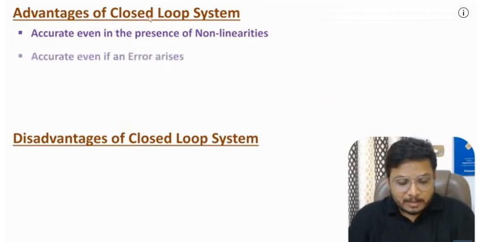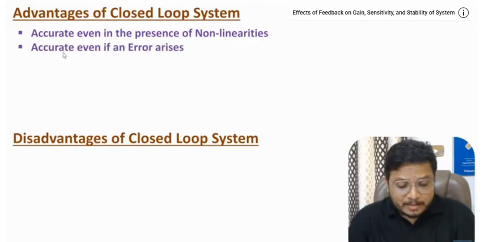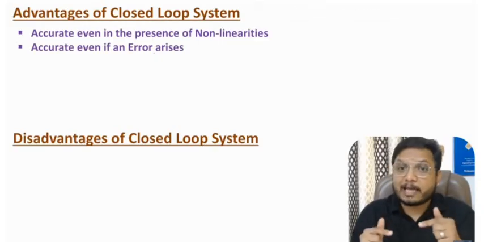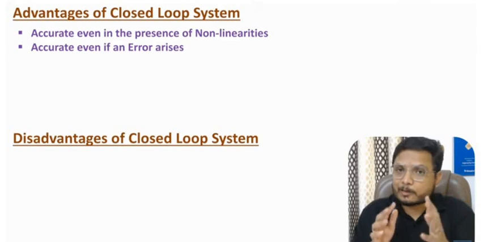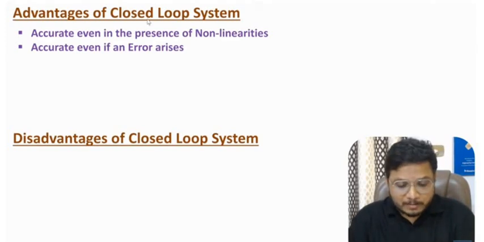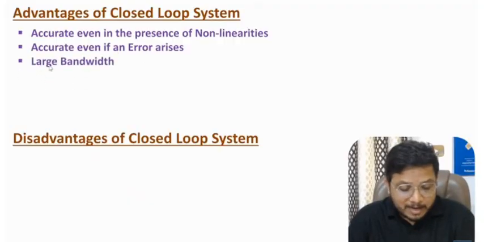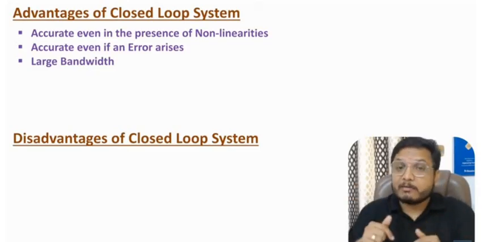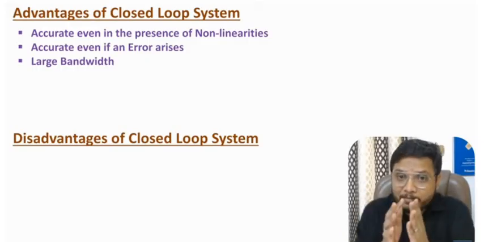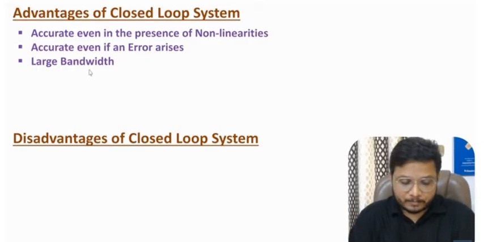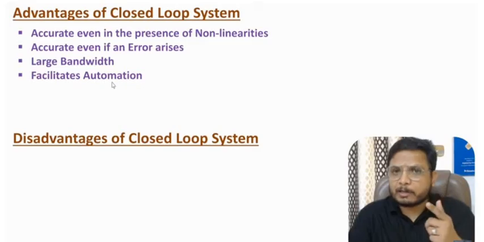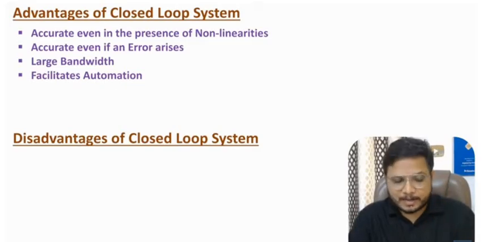That's why accuracy is always higher with a closed loop system, right? See, closed loop systems have higher accuracy in the presence of error as well. If any error arises, then that error can be eliminated based on feedback in a closed loop system, right? So closed loop systems are accurate even if an error arises. See, a closed loop system has large bandwidth. One should know a closed loop system has large bandwidth and lower gain, while with an open loop system we have smaller bandwidth and higher gain, right? See, a closed loop system facilitates automation. So for automation, closed loop systems are very essential, right?